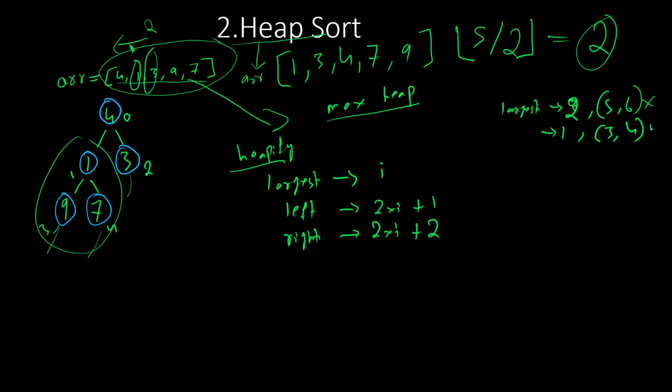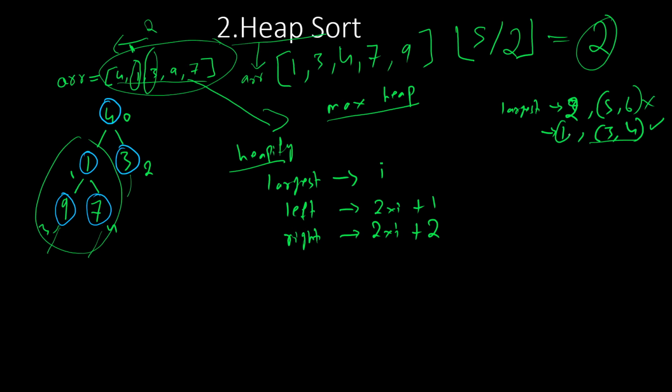Now, if child elements are present, we will compare. What is the greater element in this? Is 9 greater than 1? Yes. Is 7 greater than 1? Yes. Now we compare these. What is the greatest from 9 and 7? 9 is the greatest element. That means 9 will be replaced with the parent node here. So the greatest element is this.